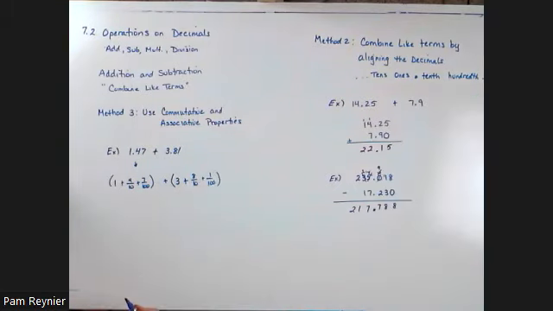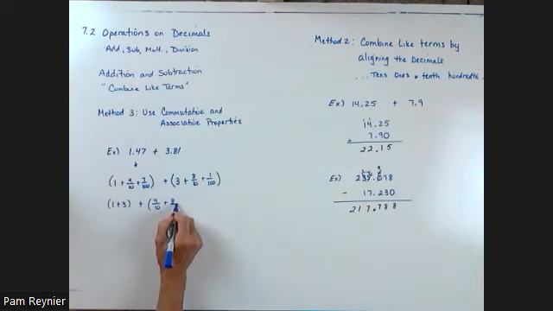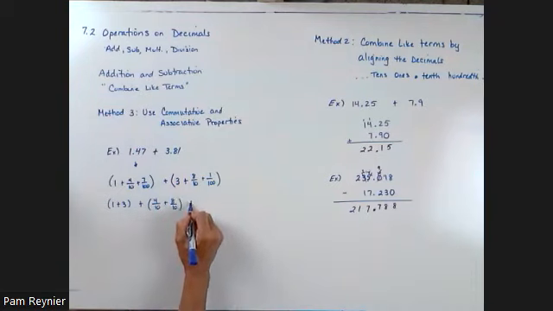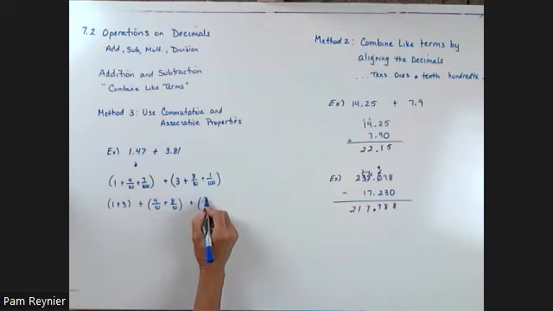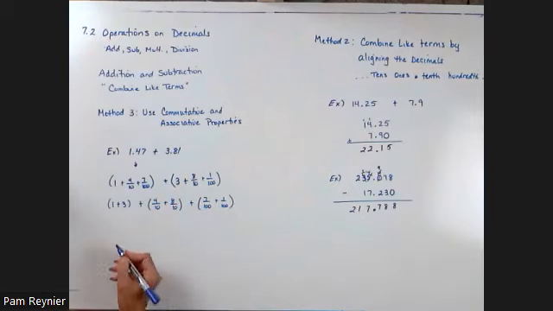So now let's move them around and group them according to their like terms. So I'm going to put the whole numbers together, 1 and 3. Then we're going to move and group the tenths columns together, 4/10 and 8/10. Then we're going to move and group 7/100 added to 1/100. This gives us a total of 4.